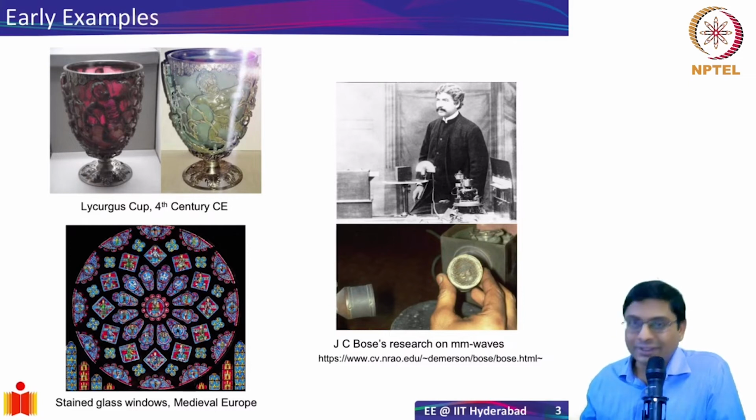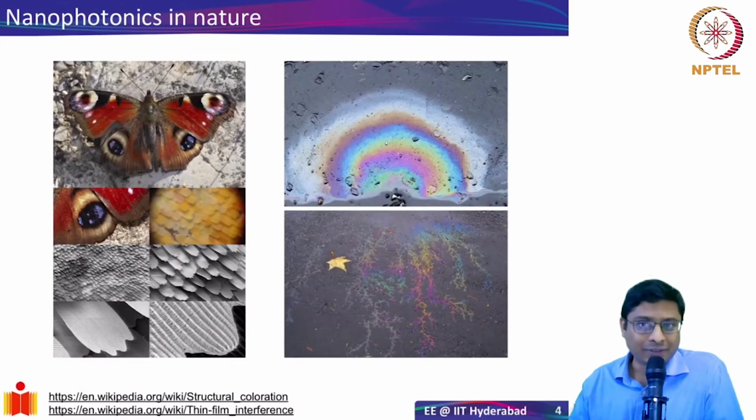So there are some of these examples where a lot of interesting things can be achieved by using nanoscale structures, or structures which are much smaller in dimension compared to the wavelength. And these are the artificial, or rather man-made, examples. If you look at nature itself, there is some interesting light-matter interaction that happens.